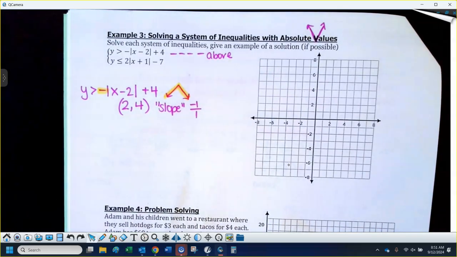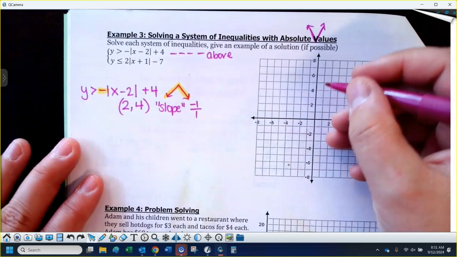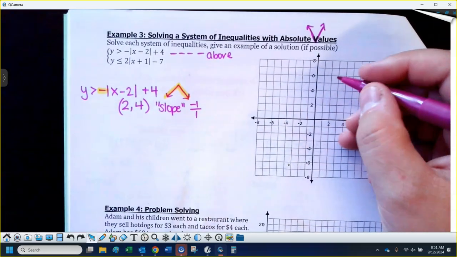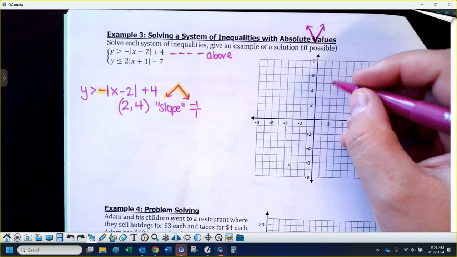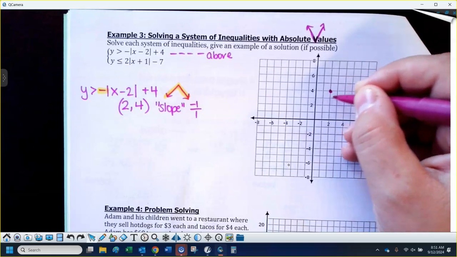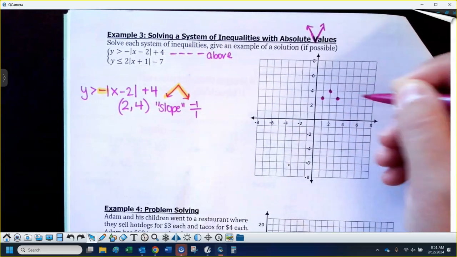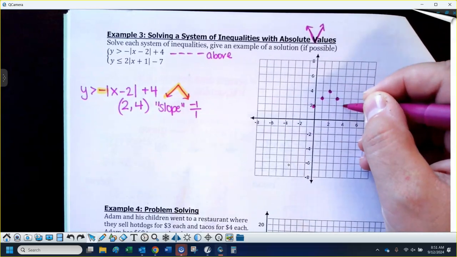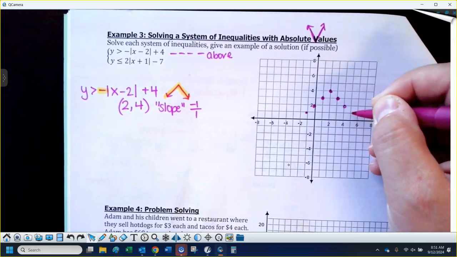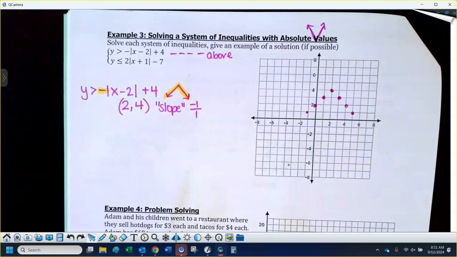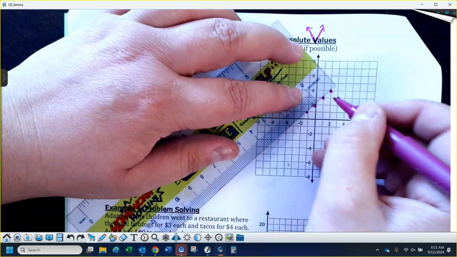And we're going to remember to make a dotted line here. I'm in marker. If you're in pencil, you can erase, but I'm in marker, so I have to be really careful. Okay, so from that vertex, I did 2, 4, and I just go down 1 over 1 on either side. And if you want to use a ruler, you can. If you don't, that's fine.